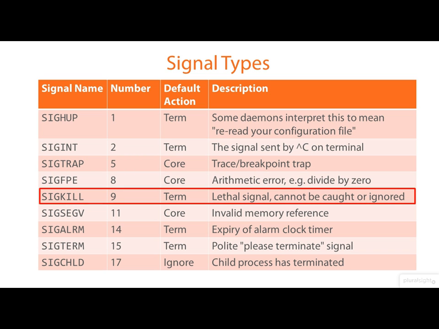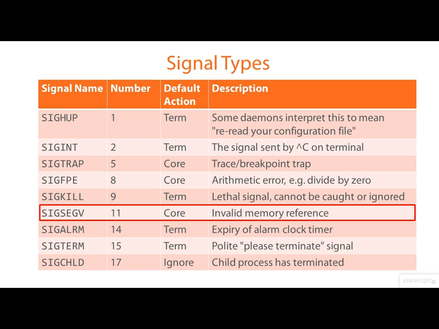Then we have the infamous SIGKILL, signal number 9. You cannot catch or ignore a SIGKILL signal, so it's lethal. If you receive a signal number 9, it's certain death. SIGSEGV stands for segmentation violation, another self-inflicted signal. This will occur if the program attempts to access a memory address that's outside of its address space. This, of course, is a sure sign that there's a bug in the code.